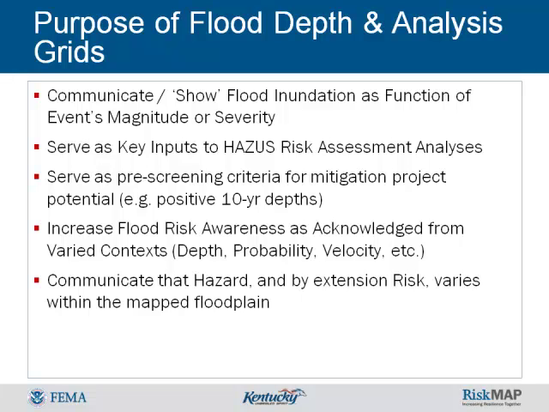The depth grid types, depth, probability, and velocity, describe different facets of flooding: how deep, how often, and how fast. The firm floodplain boundary describes a location as either in or out of the floodplain. The flood depth and analysis grids show the degree of risk, such as how deep for a particular frequency or how often flooding is likely to occur.